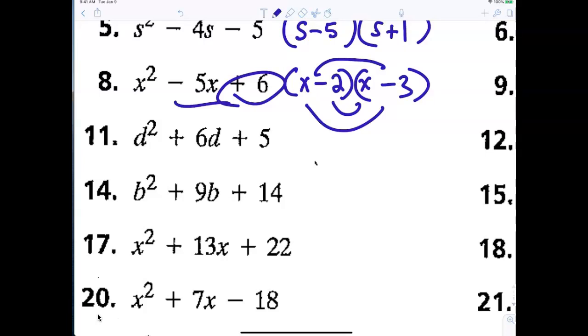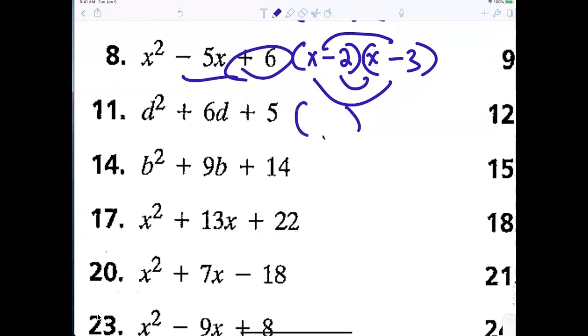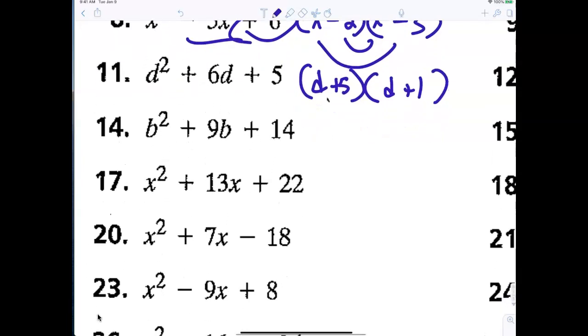I'm glad. Joseph, next. 11. D plus 5, D plus 1. And last one, Carter, come on. D plus 7 and D plus 2. Exactly, guys. Exactly. All right.